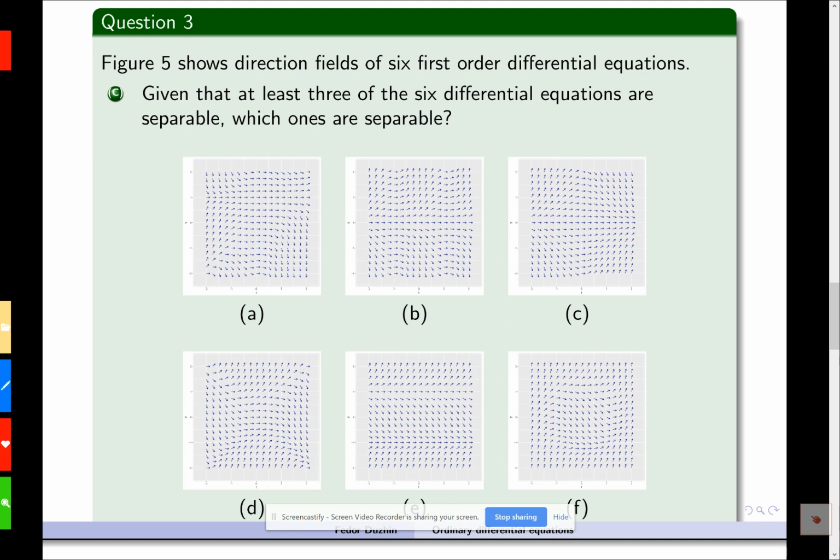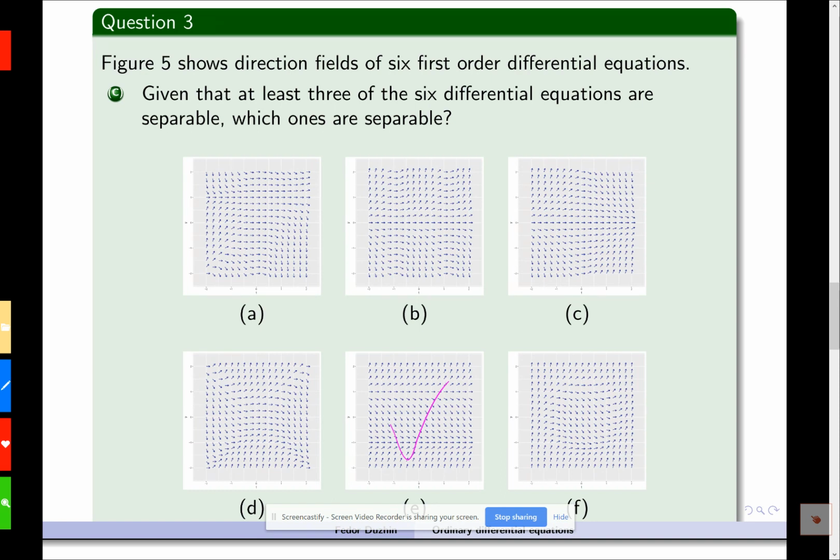Now the third question is, given that at least 3 of these differential equations are separable, which ones are separable? Well, for starters, an autonomous differential equation is separable, so E is definitely separable. The next thing that we need to do is, if you recall what we learned in tutorial 2, there was this necessary condition for the direction field to be the direction field of a separable differential equation. It is not sufficient, but it is necessary, right?